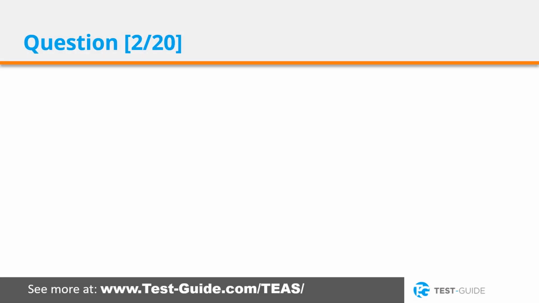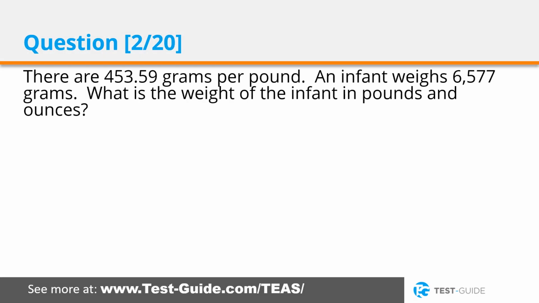Question 2. There are 453.59 grams per pound. An infant weighs 6,577 grams. What is the weight of the infant in pounds and ounces? 14 pounds 5 ounces, 14 pounds 6 ounces, 29 pounds 8 ounces, 14 pounds 8 ounces.